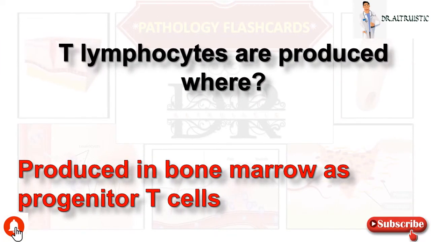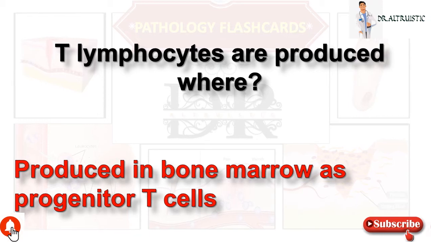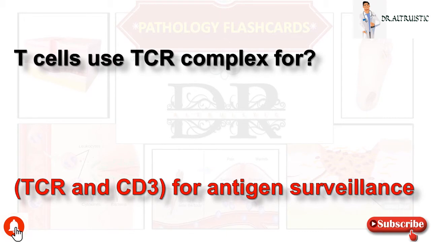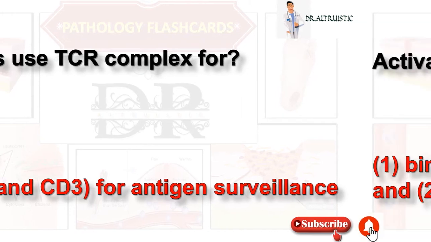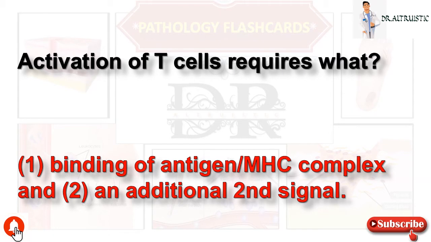T lymphocytes are produced where? Produced in bone marrow as progenitor T cells. T cells use the TCR complex, TCR and CD3, for antigen surveillance. Activation of T cells requires what? 1. Binding of antigen, MHC complex and 2. An additional second signal.